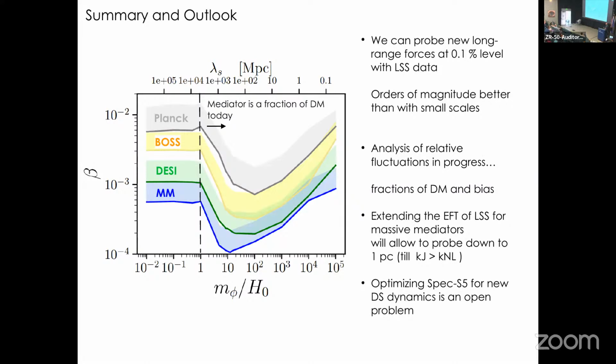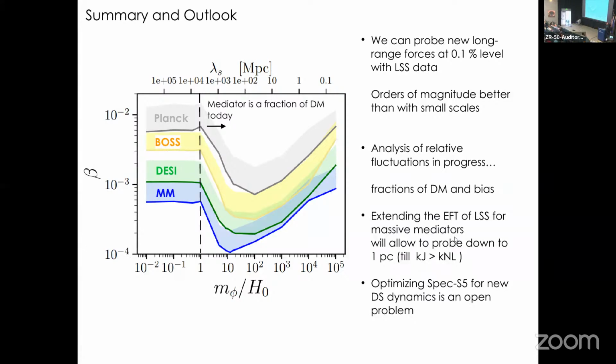So this is my summary. We can really probe new long-range forces to the 0.1% level. And these are orders of magnitude better than any small-scale structure constraints existing in the literature. And I think this is a strong science case for something like Spec-S5, because now we can constrain self-interaction of dark matter already over 5 orders of magnitude. And if we expand this EFT, we could actually do it over 10 orders of magnitude down to the parsec, okay? Because we know we can just go all the way when k Jeans becomes larger than k nonlinear.